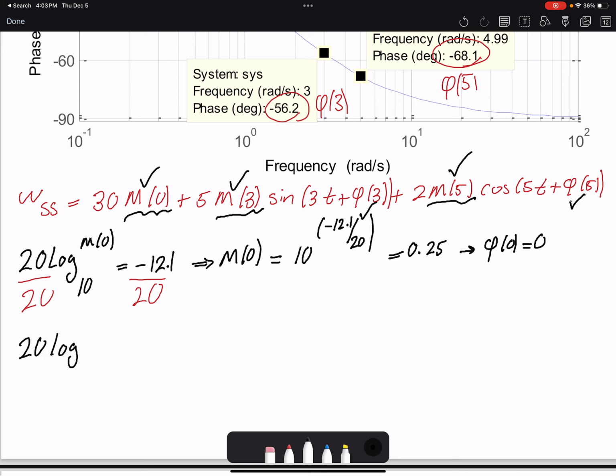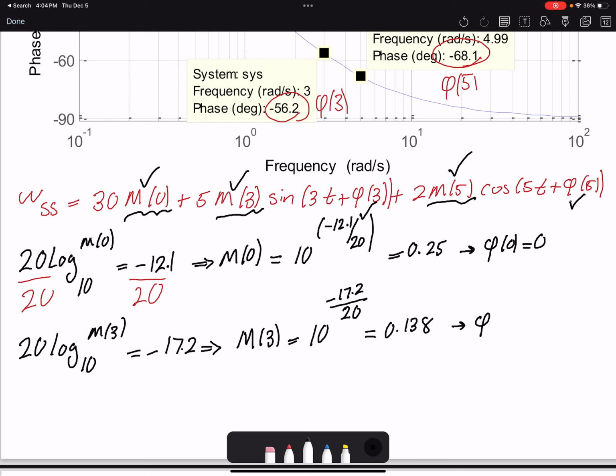20 log 10 of M3 would give us the decibel value that the plot is providing. I'm just changing decibel to the magnitude. MATLAB does that for you as well. So you can use the Bode plot and then the decibel to magnitude function. That would be 10 to the power of negative 17.2 divided by 20, which would give me 0.138. If you pay attention, these are the exact values that we got using the transfer function.